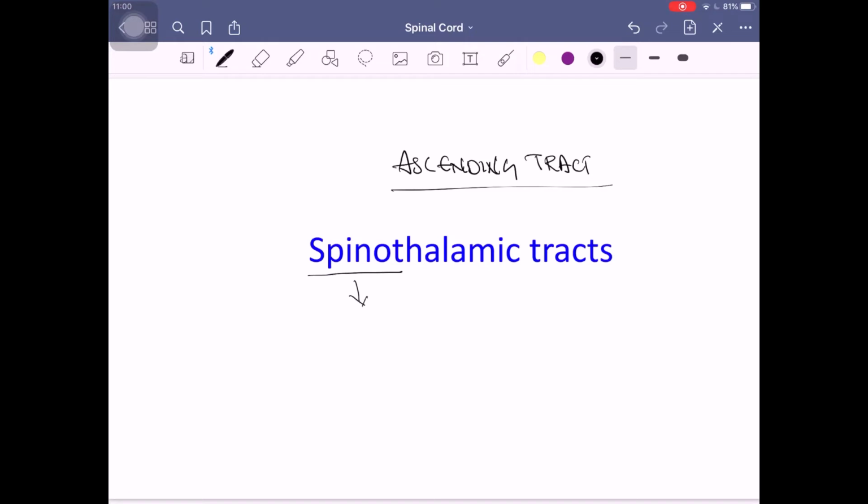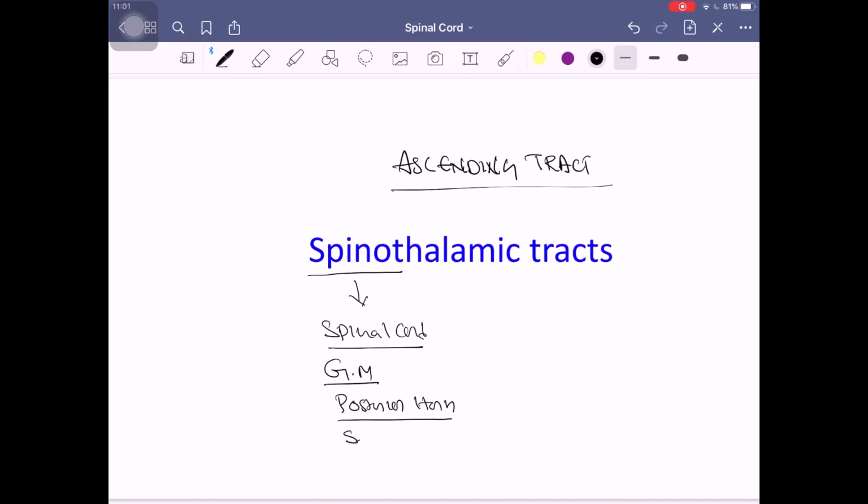Now the name itself says spino, which means it should start from your spinal cord. Again, where from the spinal cord? It should start in the spinal cord from where? From your gray matter. Which gray matter? It should start from the gray matter, from the posterior horn. The posterior horn is a gray matter, and it is starting from here.